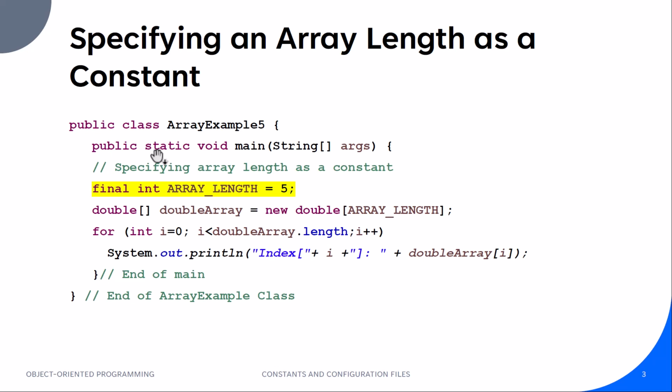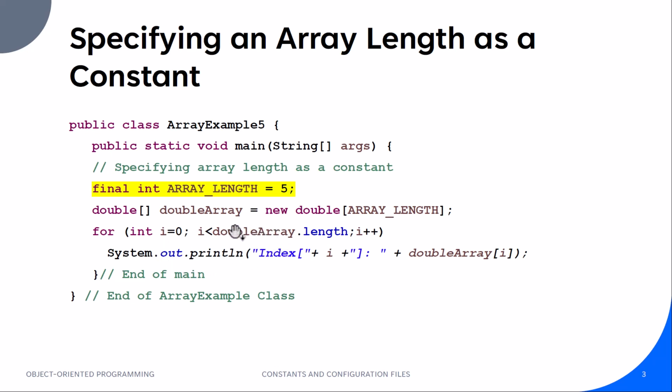And here we see an example. We have a class arrayExample5, and within this class, we have a main method. And here's how we can specify an array length as a constant. Final int arrayLength is equal to 5. And then we define our array with this constant. And then in this particular example, we are assigning values to this double array.